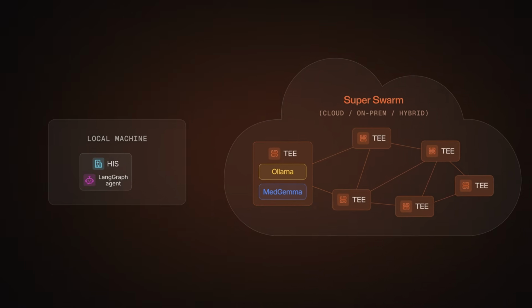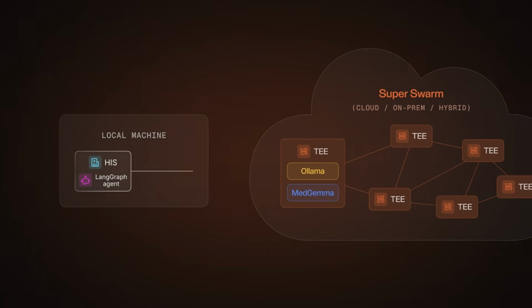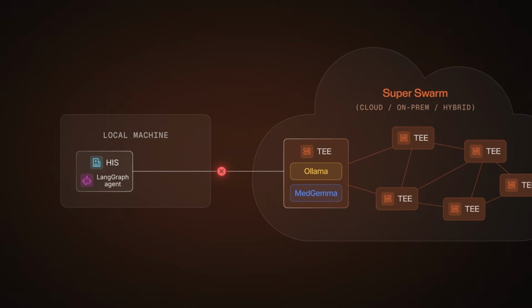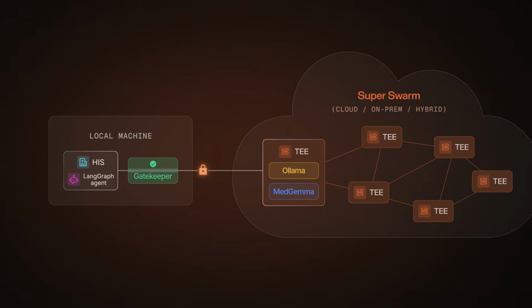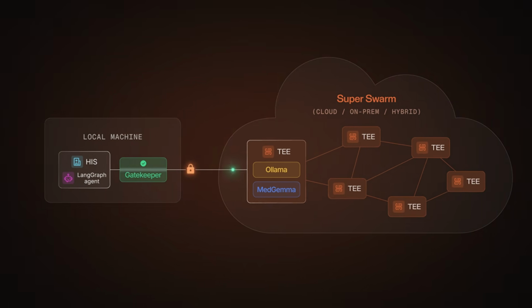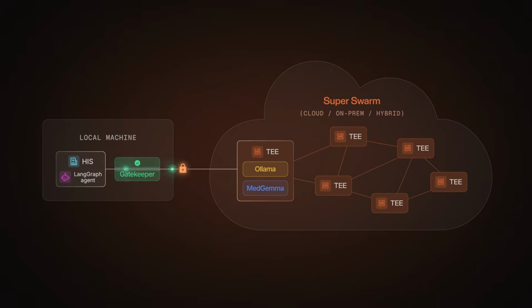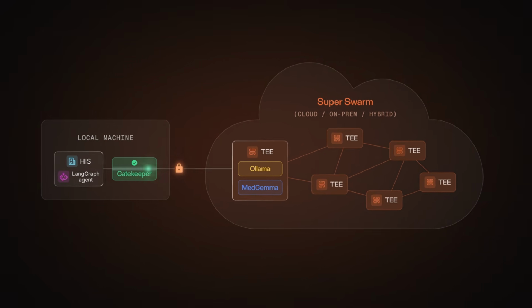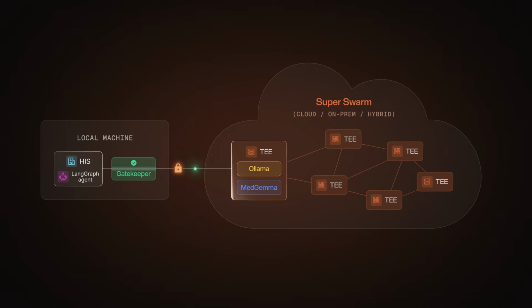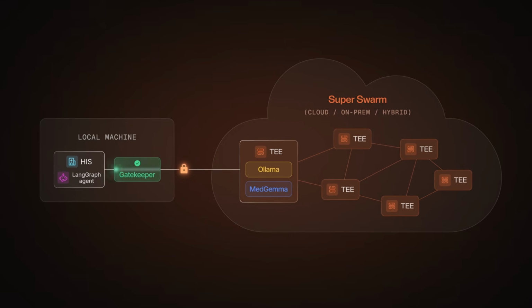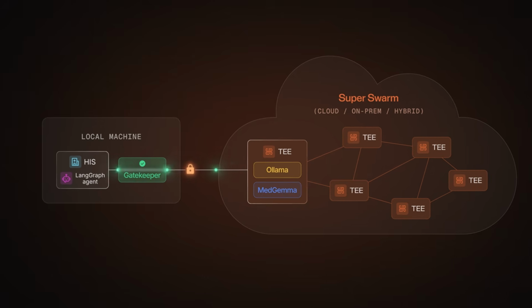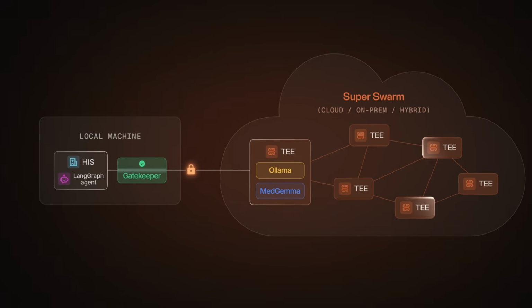Instead of calling the model directly, the request goes through the gatekeeper secure channel setup. The gatekeeper runs on the local machine and verifies the remote deployment before allowing any traffic through. By attesting the TEE environment and establishing an encrypted connection, it creates a single trusted channel between the agent and the model, even though they run in entirely different locations. The model processes the case inside the TEE and returns its raw output.